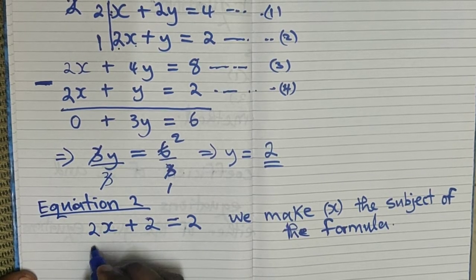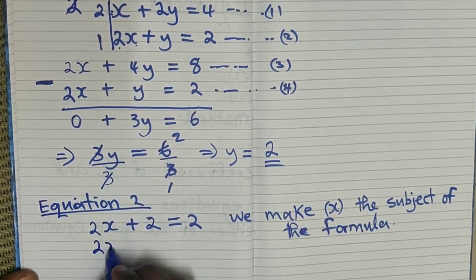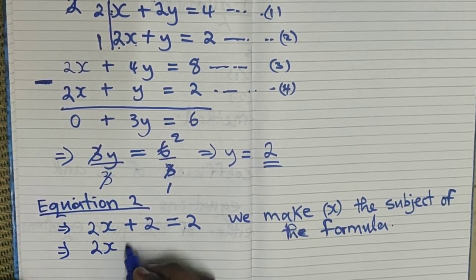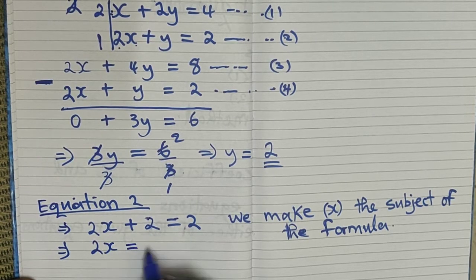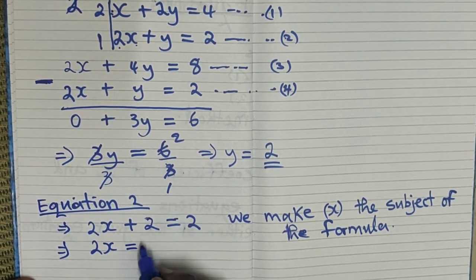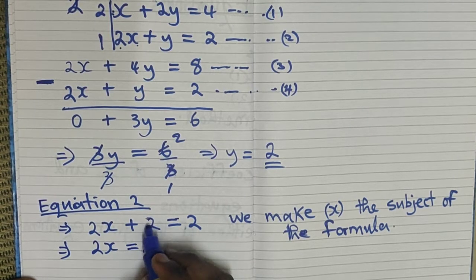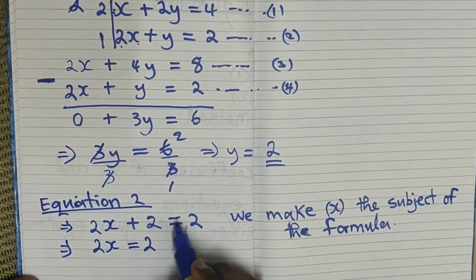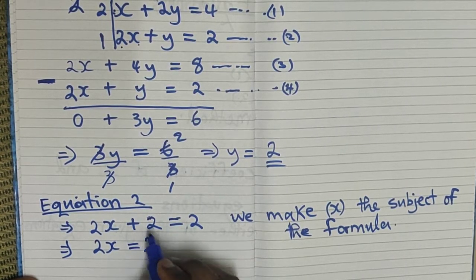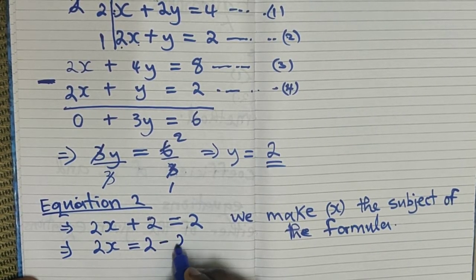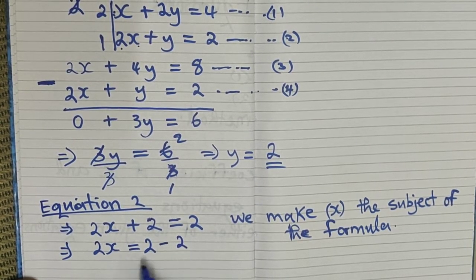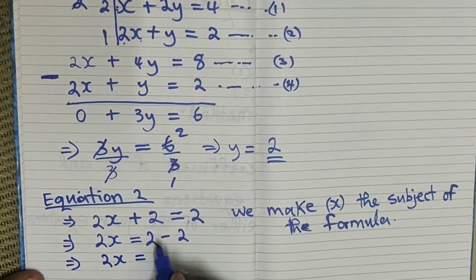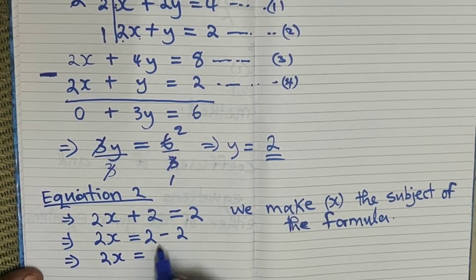So we have 2x equal, first of all write our 2 and we write the other 2. When it crosses the sign, it changes to negative 2. So 2x equals 2 minus 2, which is what? 0.